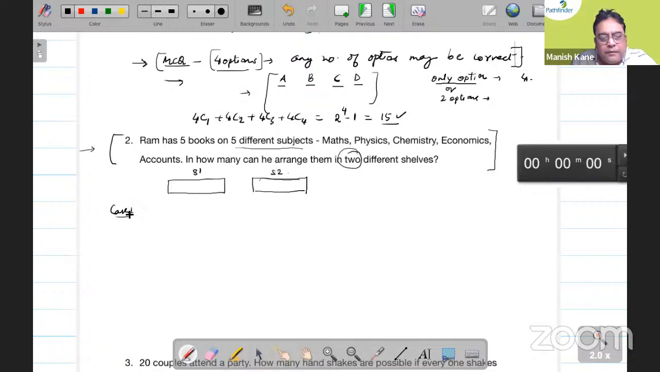Case 1. All 5 books are in shelf 1. Correct? All 5 books in shelf 1. Case 2. All 5 books in shelf 2. Case 3. 4 books in shelf 1 and 1 book in shelf 2.